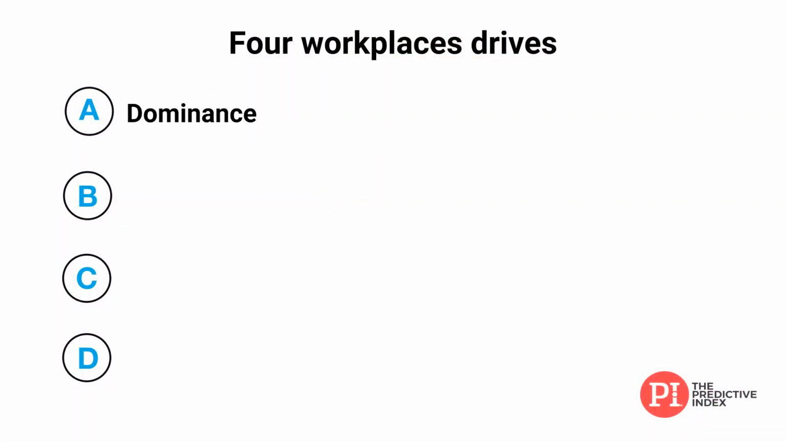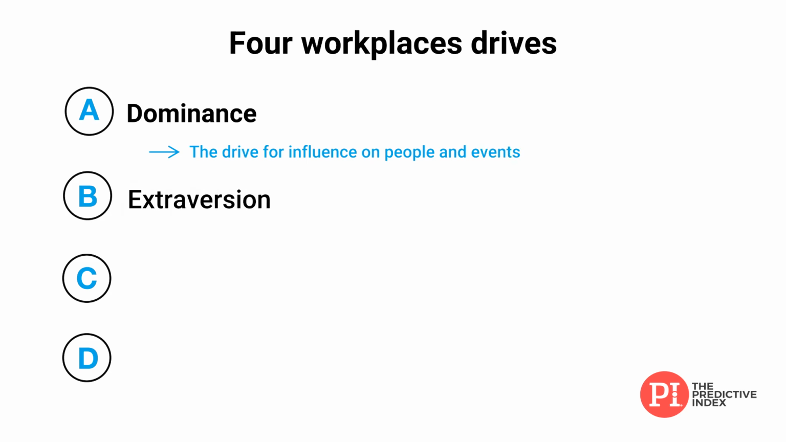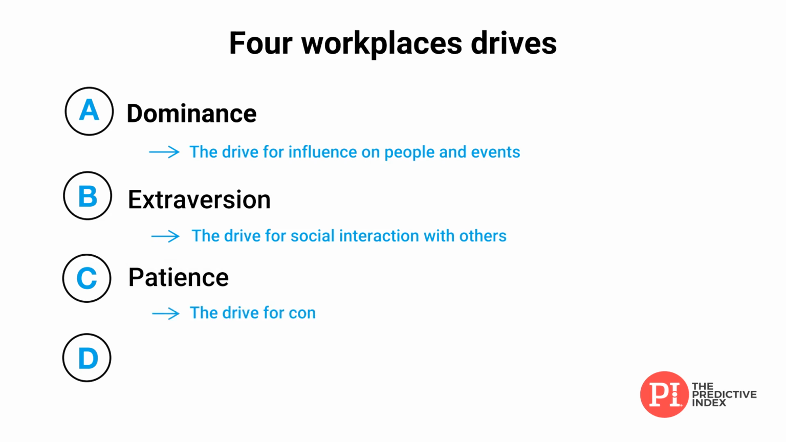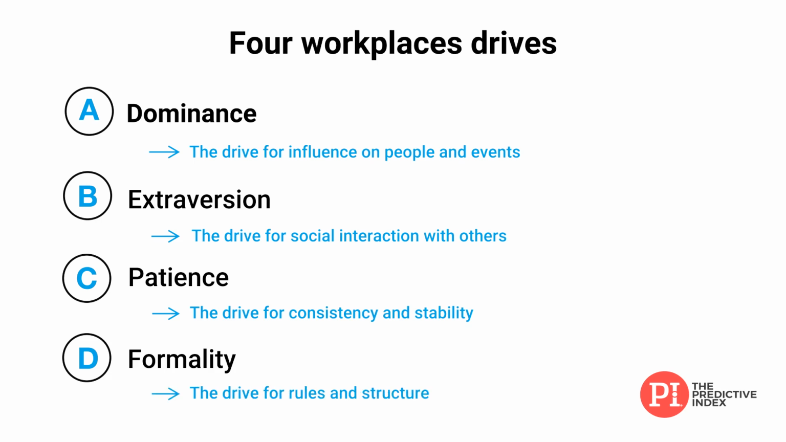They are A, dominance, the drive for influence on people and events; B, extroversion, the drive for social interaction; C, patience, the drive for consistency and stability; and D, formality, the drive for rules and structure. Understanding each one of these 4 drives will help us better understand a person and how they operate in the workplace.